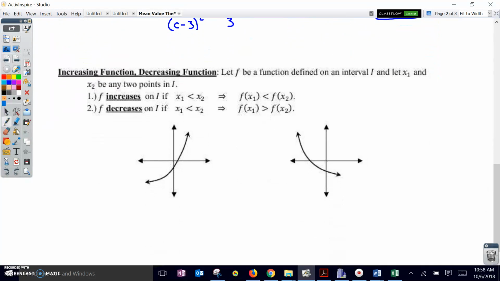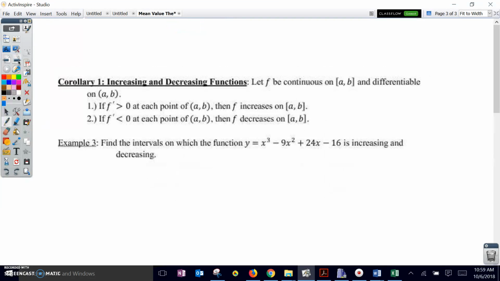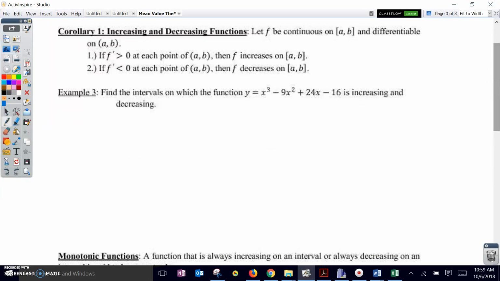Talk a little bit about increasing and decreasing functions. Turn the page. All right. Example 3. Find the intervals on which the function is increasing and decreasing. Okay, so we're told in this corollary that if f prime is greater than 0, then f increases. If f prime is less than 0, then f decreases. So in order to find the intervals on which this function is increasing and decreasing, I'm first going to find f prime, and then I'm going to look at where it is positive and negative.